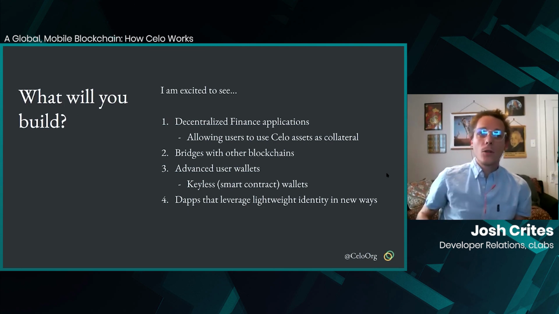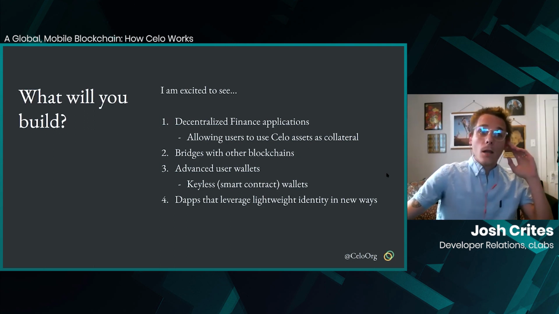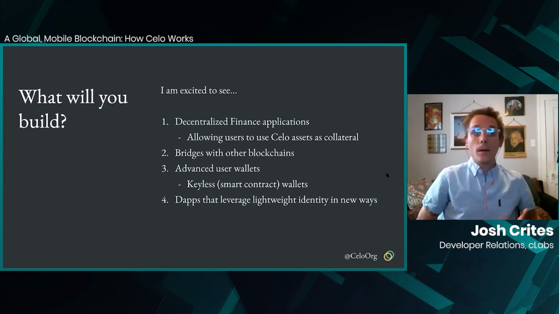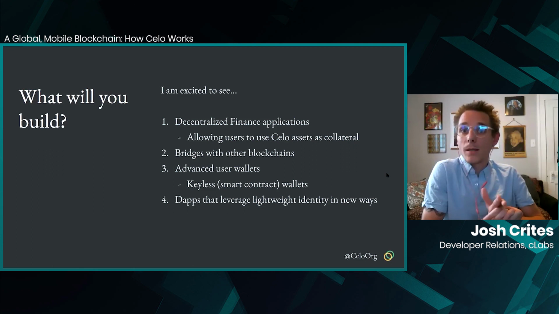Also, dApps that leverage lightweight identity in new ways. This is a new primitive in the blockchain space. I don't know of another project that has a robust lightweight identity layer. Valora is using it to look up friends and send them money, and this is an obvious first use case for a phone number based identity system, but there's a lot of potential here.